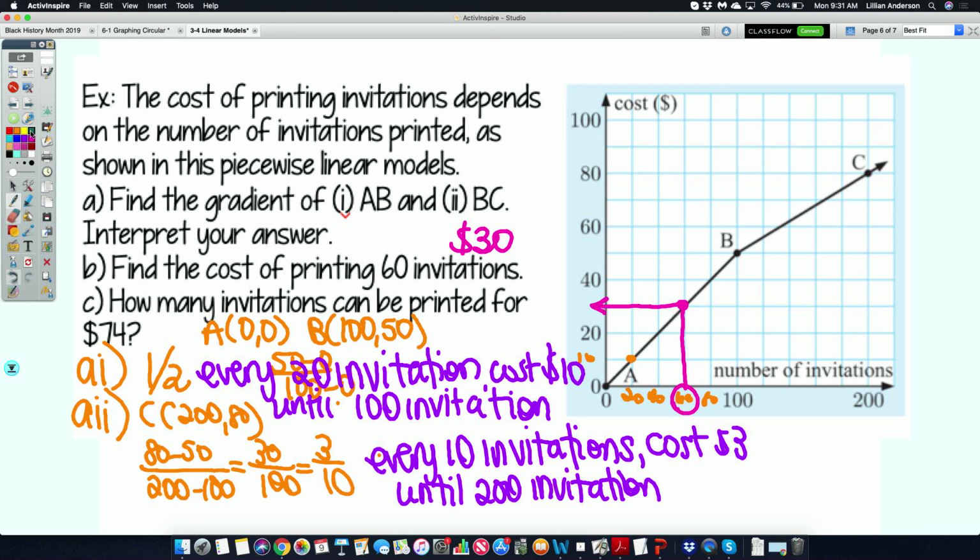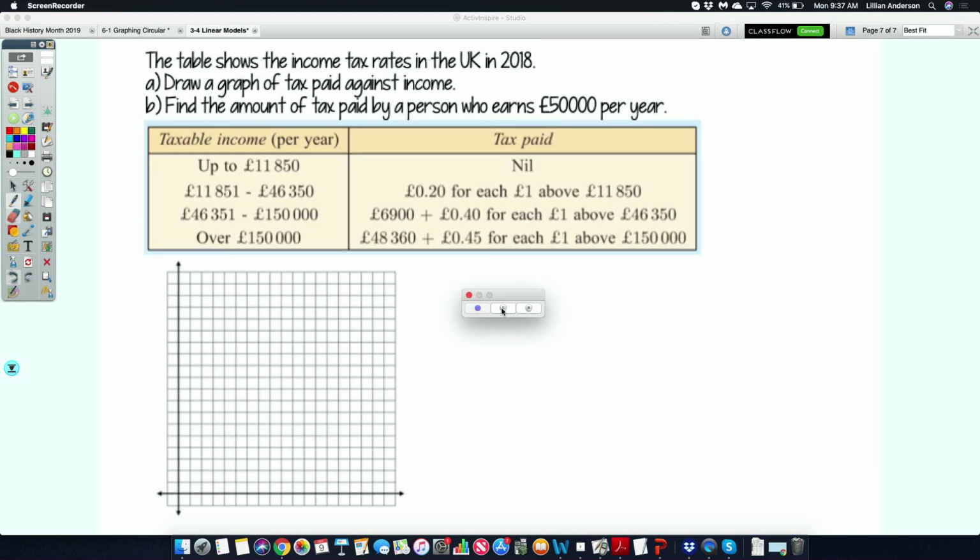What about how many invitations can be printed for $74? About 180? I think that's a good guess. In these particular cases, they'll give you a range that you'll be able to fall in between. So 74 is right above 70, a little less than halfway. And that would be 180 invitations. Very good. Questions with the piecewise? Find my slope, my gradient, accurately.